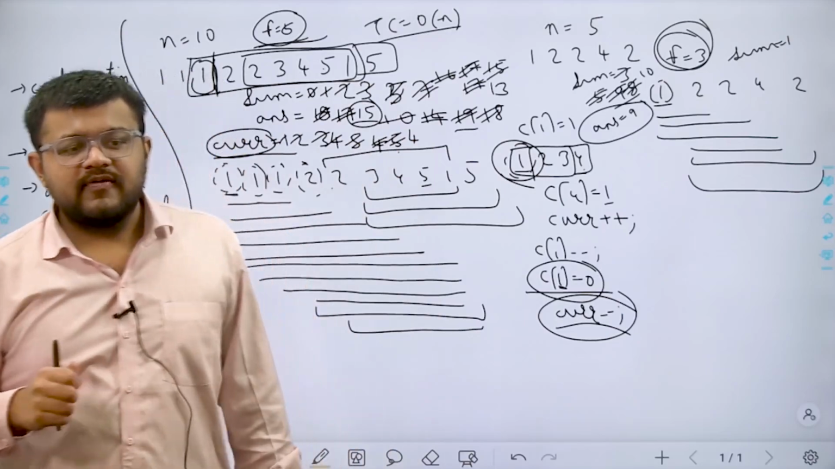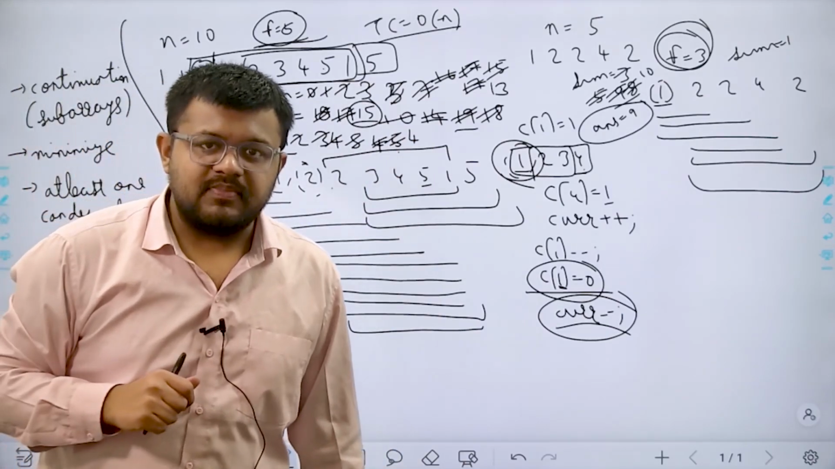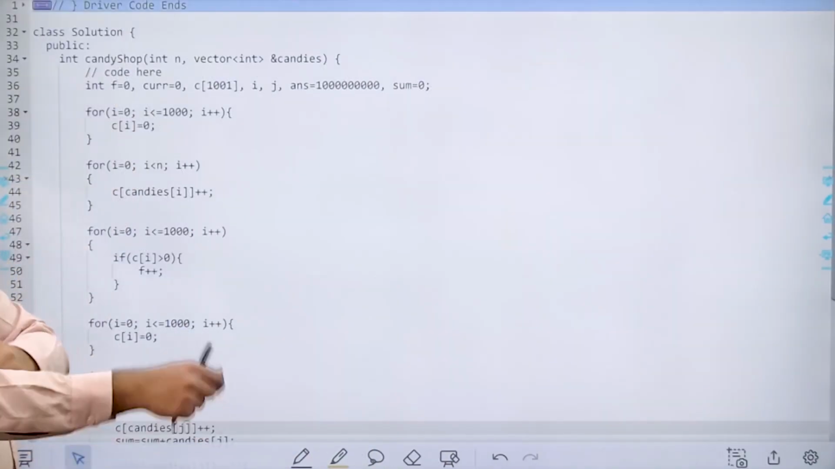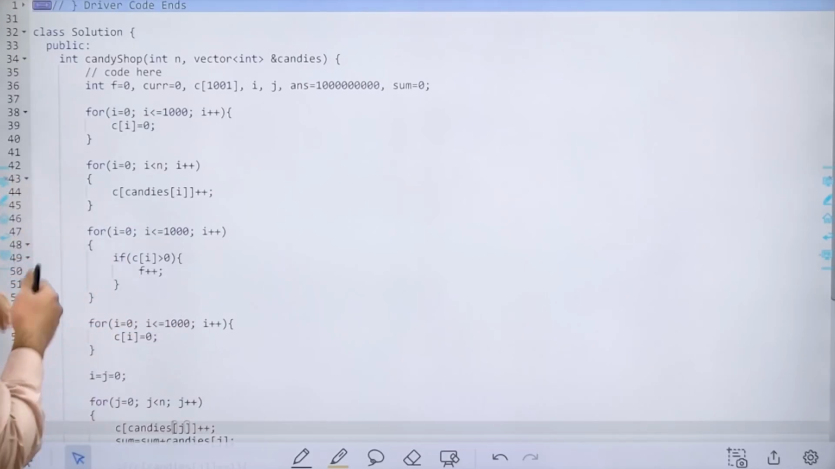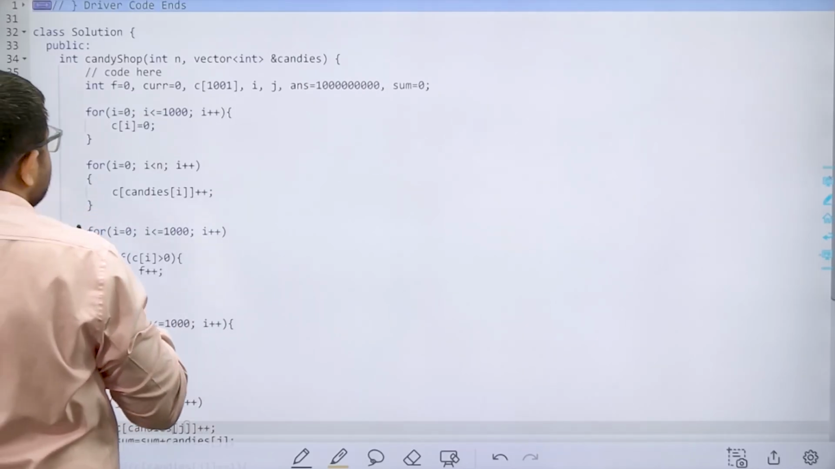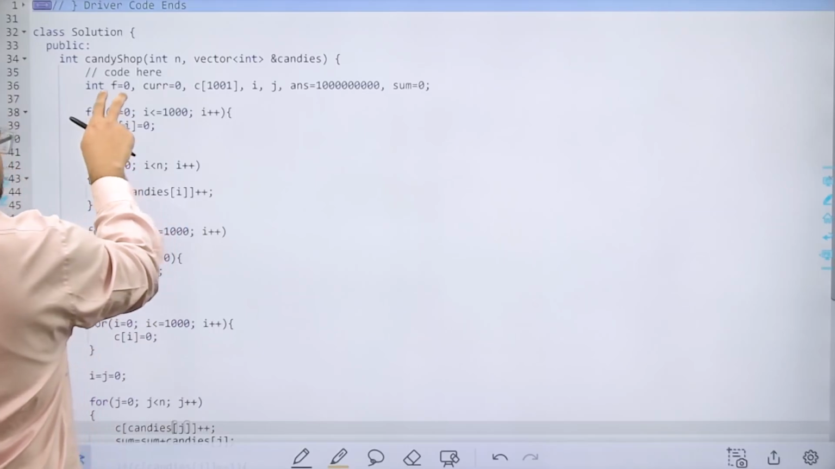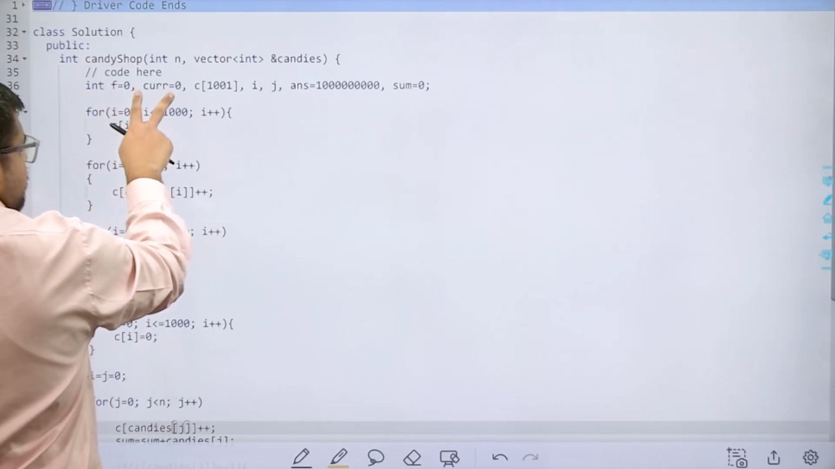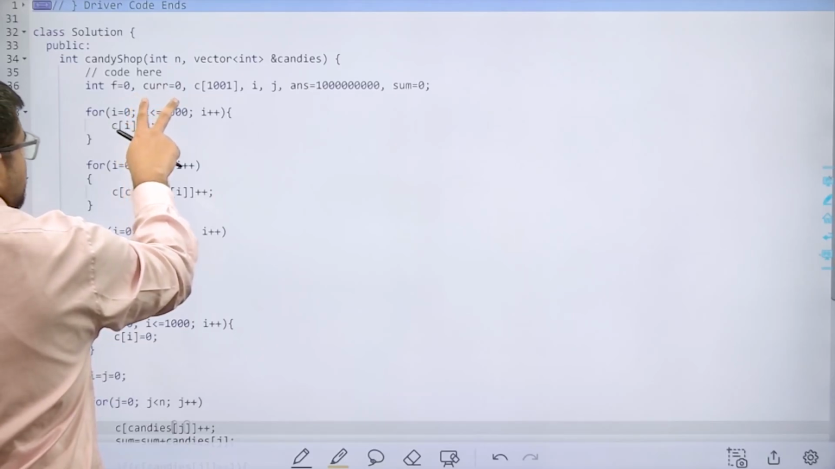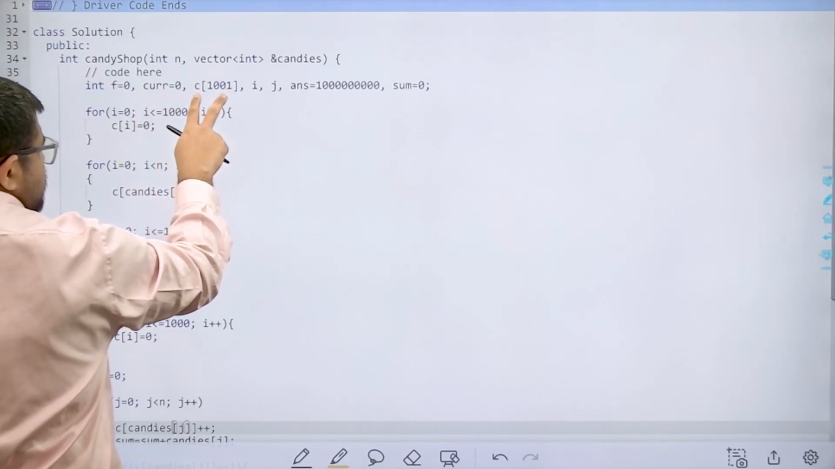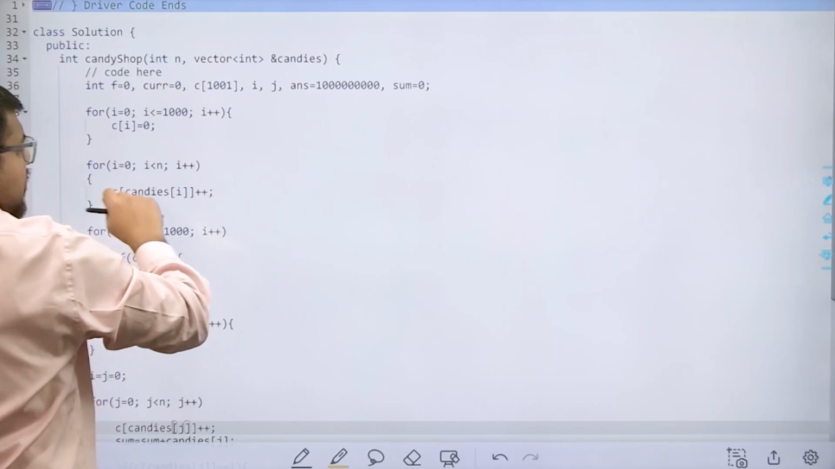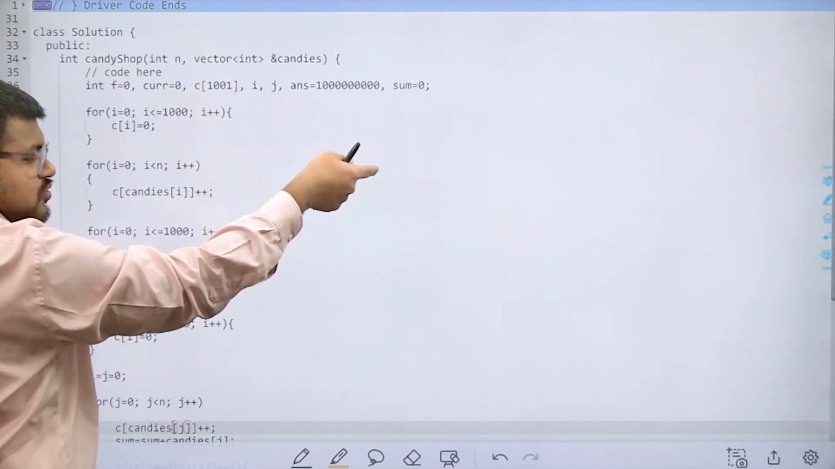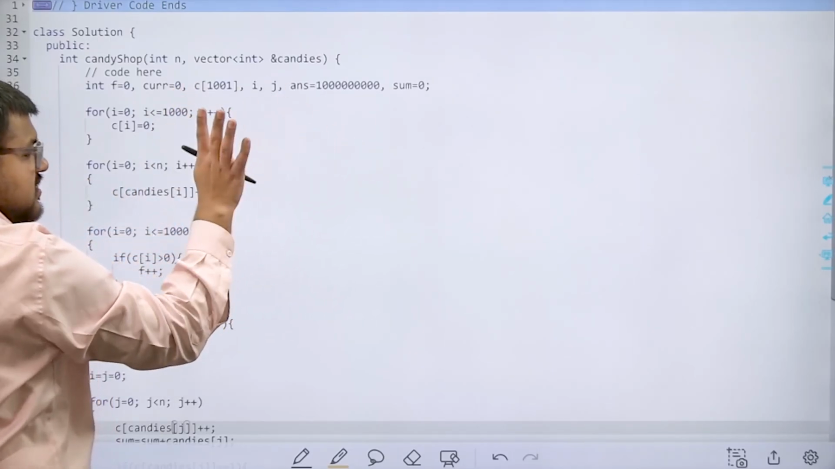Okay, I hope you have understood this. Now let's look at its actual implementation. So if you look at the actual implementation, what I have done here is, first of all, I have taken one f value which will store the number of unique elements totally. Current will store the number of unique candies in the current subarray under consideration. This is the count array which is of 1001 size, because the prices range from 1 to 1000, it is given in the question.